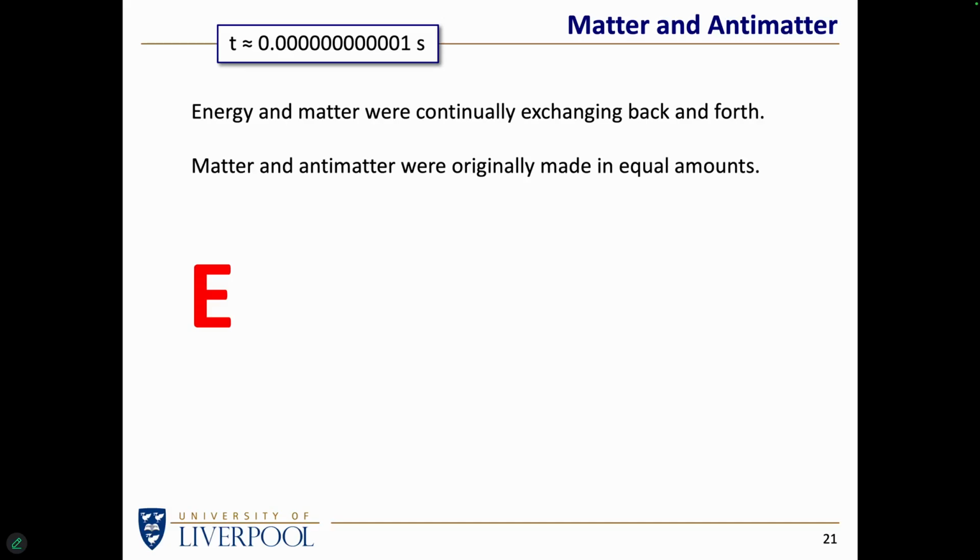I can demonstrate that graphically by assuming that energy, I don't know how to draw energy, so I'm just going to put a big capital E to mean a certain amount of energy can be used to make a particle of matter and a particle of antimatter. Which ones does it make? It doesn't actually matter, if you'll excuse the pun.